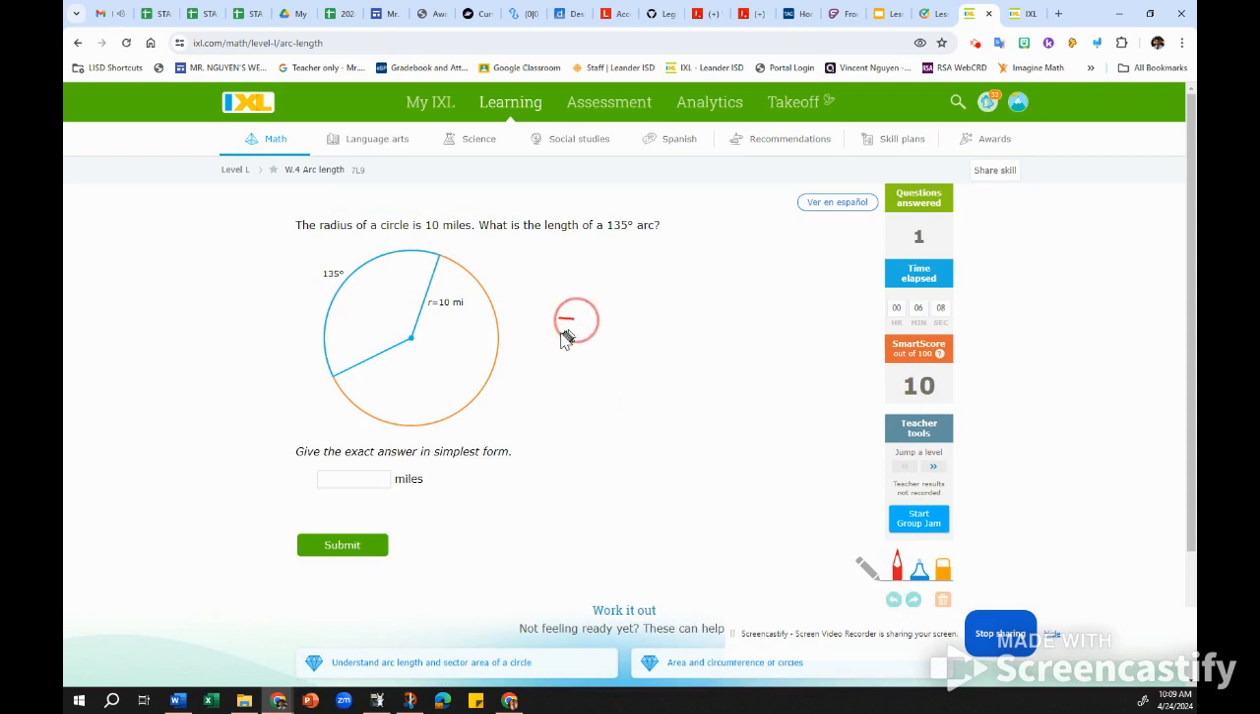Okay, so I'm just going to write equal. Technically, I'm not going to even write equal. So the arc length is right here, and we're looking for that length, right? Not the arc length, the arc measure. So 135, okay, over 360, okay, 360.